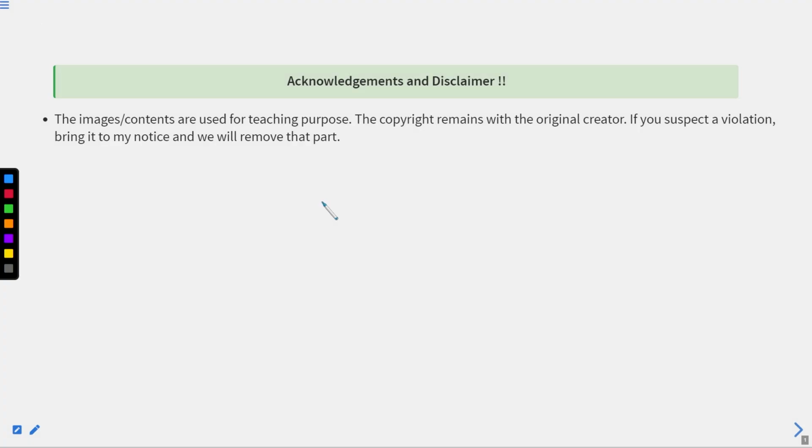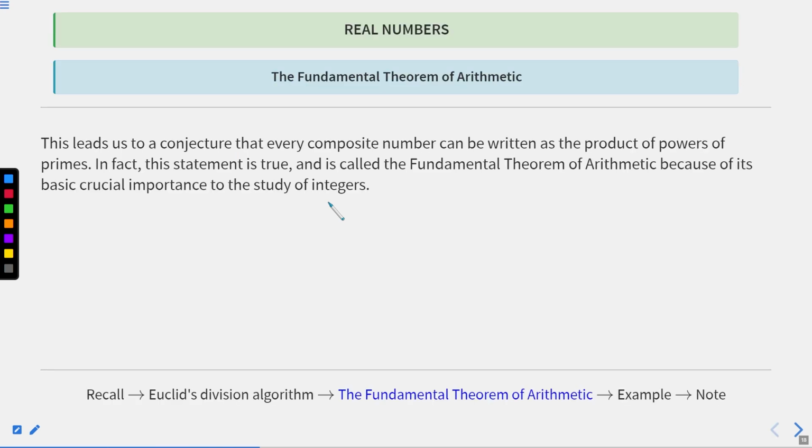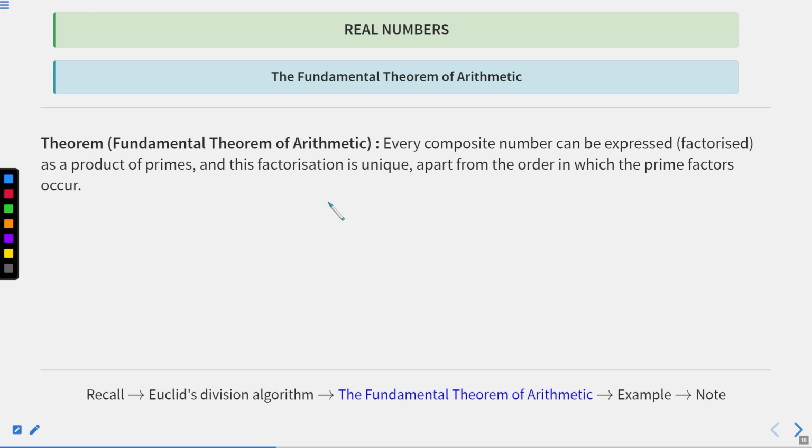Hello students, welcome back to this lecture 1, Real Numbers. In this lecture we will discuss the fundamental theorem of arithmetic. Then we'll discuss some examples of the fundamental theorem of arithmetic, and then we'll give an important note on this theorem.